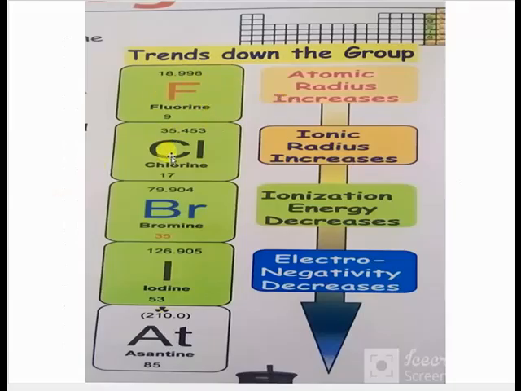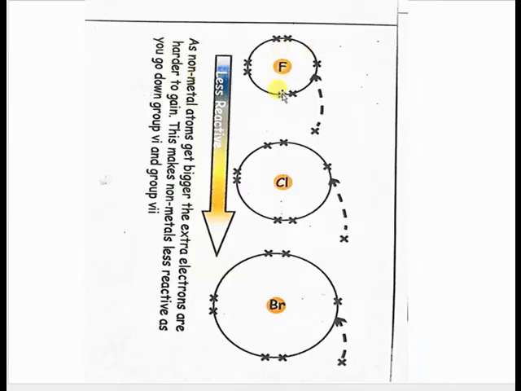So this is fluorine, chlorine, bromine, iodine, and then astatine. So atomic radius increases down the group, ionic radius increases down the group. We will talk about ionization energy later, and electronegativity, which is decreasing down the group. So we want to look at the fluorine, chlorine, bromine. So you can see the size. This is fluorine. As the number of energy levels increases down the group, the atomic radius increases, the ionic radius increases. That is very right.